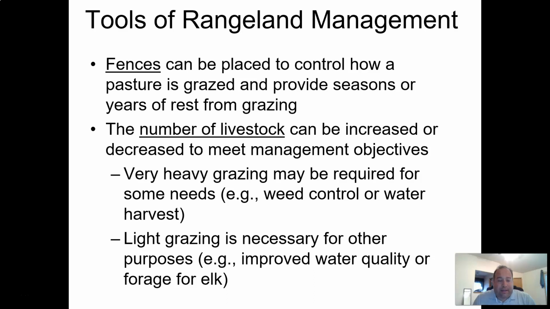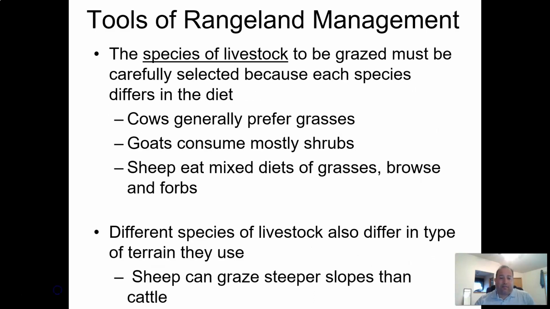Another tool to think about is just the idea of controlling the number of livestock that you have, because you can increase it or you can decrease it to meet your management objectives. So if you're in an area that needs a very heavy grazing, you're going to want a certain number of livestock there. If you've got an area that needs light grazing, you might want less livestock there.